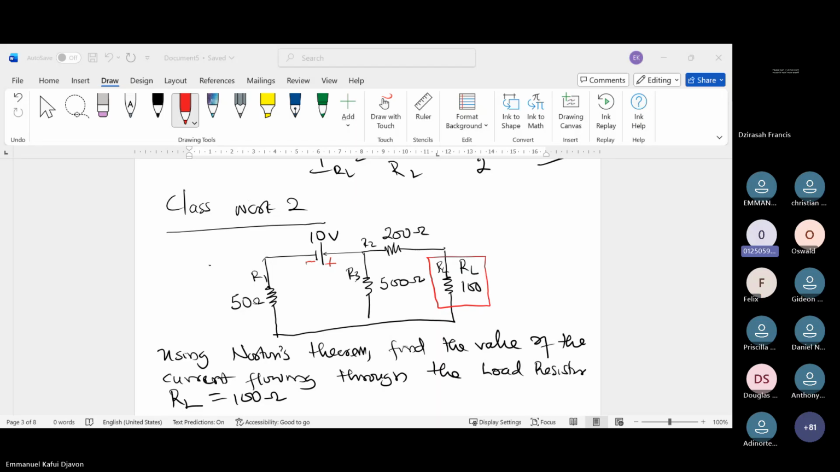So right now we will use the current divider to find the current through the shunt. That's my idea. We are all working with an idea. So please, anyone with another idea?